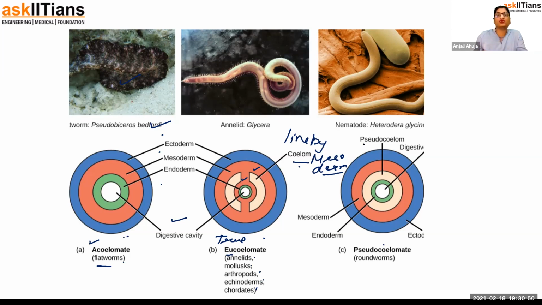Then the third one is pseudocoelomate. Pseudo means false. A body cavity is present, but that's a false body cavity. I mean, this is a body cavity, but on one side, this is covered by the endoderm. On another side, this is covered by the mesoderm. This is the body cavity, na? Mesoderm and endoderm. So in between them, the pseudocoelom is present. Example is roundworm.